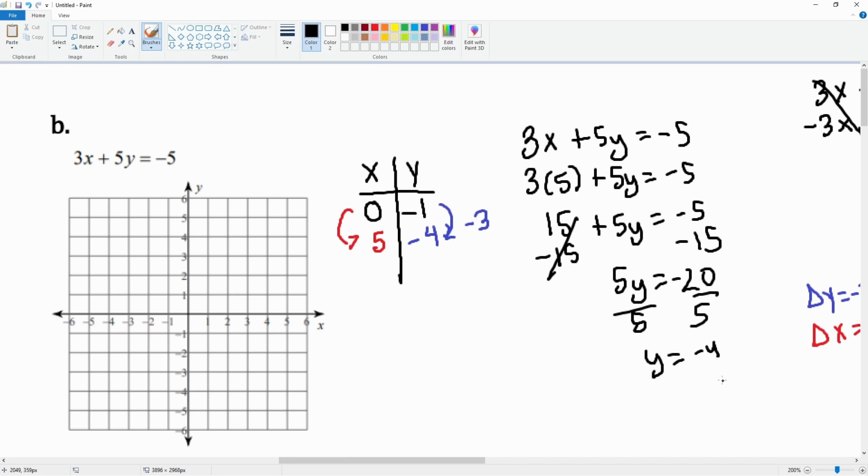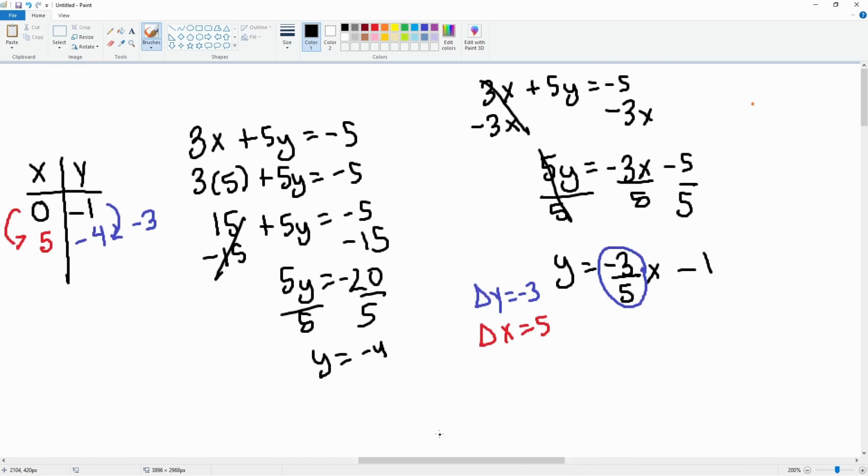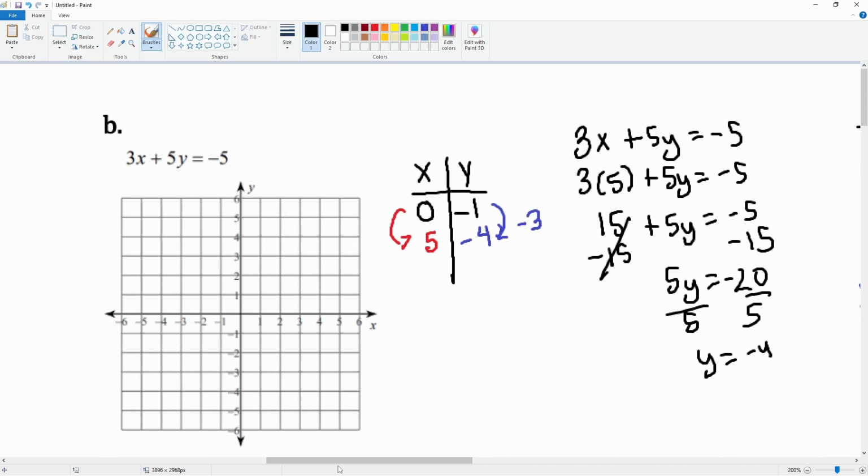You see, it works. So it is useful to convert it into y equals mx plus b to fill in that chart. Okay, so we can graph it here. 0, negative 1. And this is 5, negative 4. And this would be the line that passes through those points, as best as I can draw it.